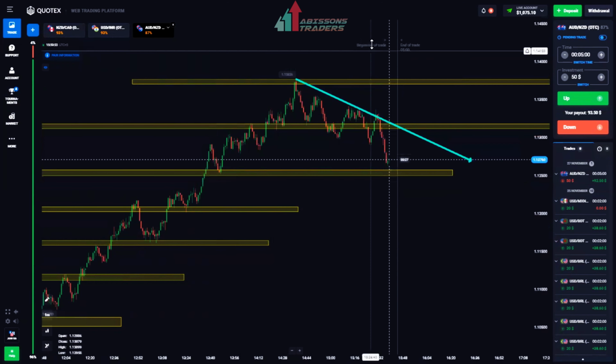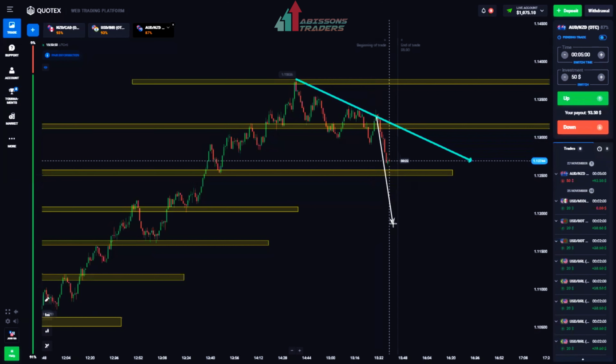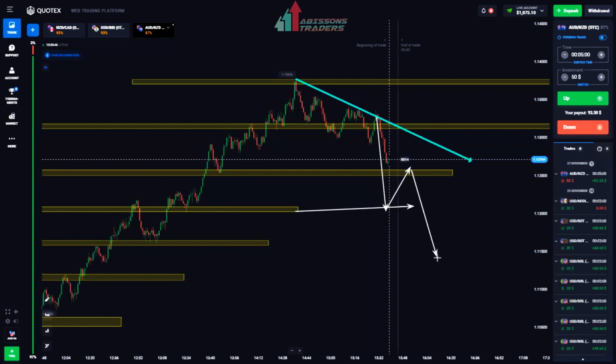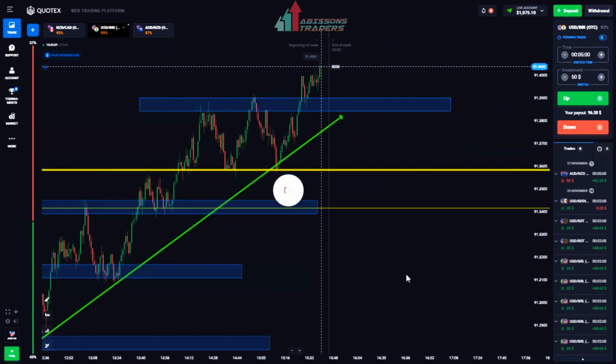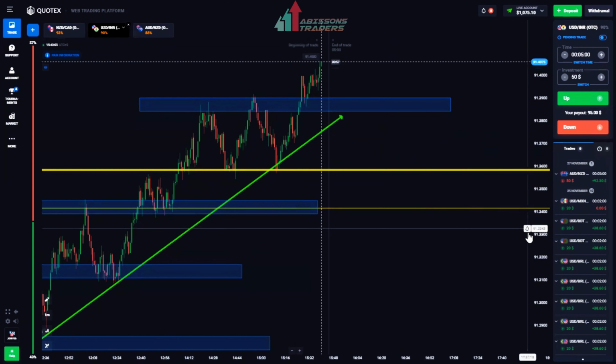It's supposed to continue dropping and break this zone, come to the next zone, which is this one, then come back, do a retest, then continue going down, come to the next zone, break it, okay, like that, to form another trend, which is a downtrend. So that is the expected movement. All right, so we look for the last opportunity and place another trend.